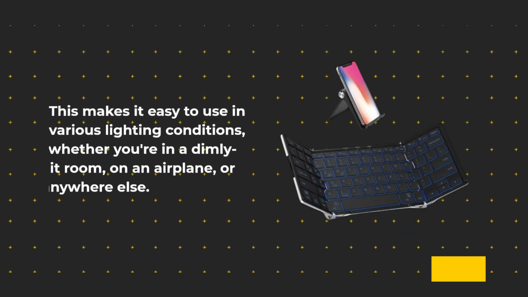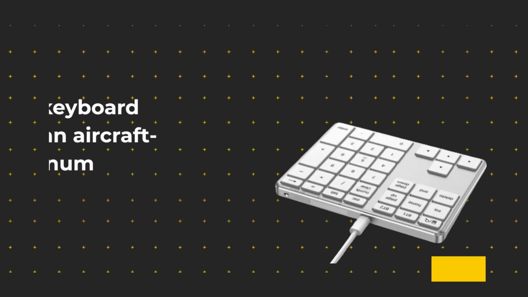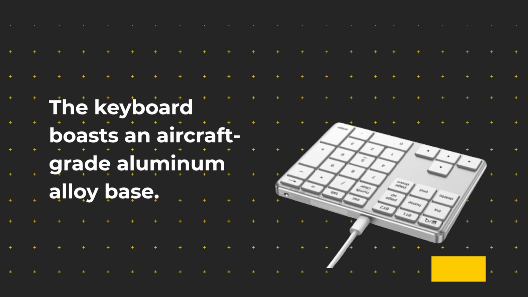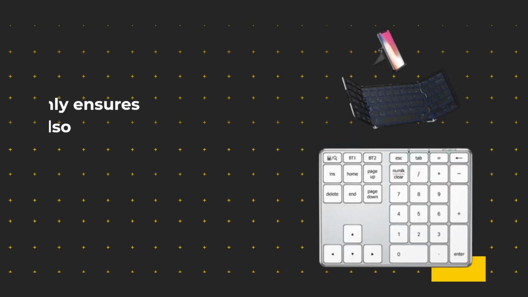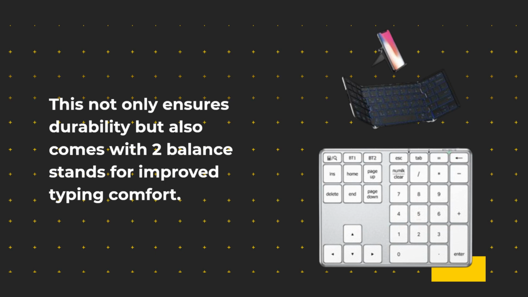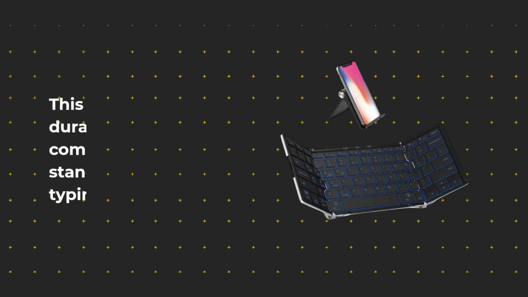This makes it easy to use in various lighting conditions, whether you're in a dimly lit room, on an airplane, or anywhere else. The keyboard boasts an aircraft-grade aluminum alloy base. This not only ensures durability but also comes with 2 balance stands for improved typing comfort.